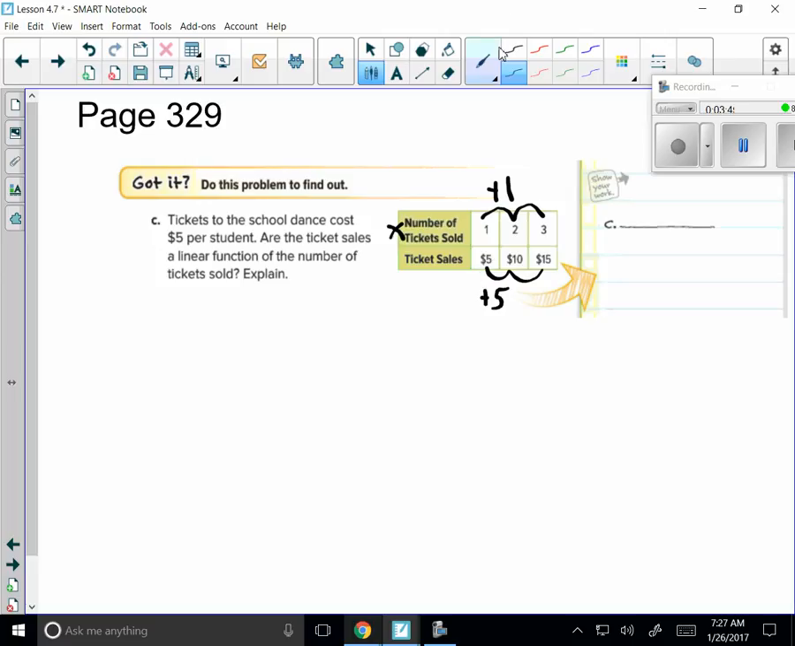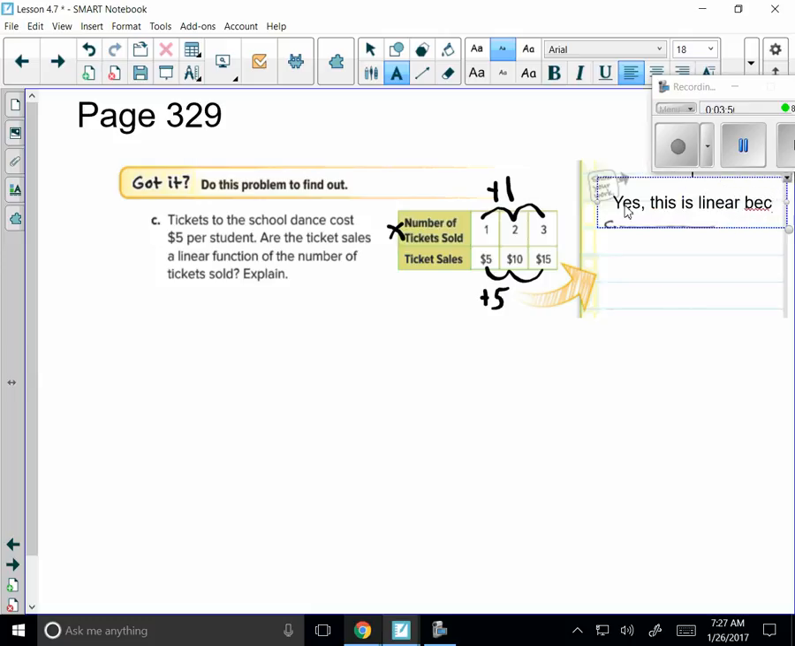So I will be able to explain, yes, this is linear because x and y are both increasing consistently, which means that they are both going up by the same number each time. The top is going up by 1 and the bottom's going up by 5. So that makes it consistent. It's the same. Our rate of change is not changing.